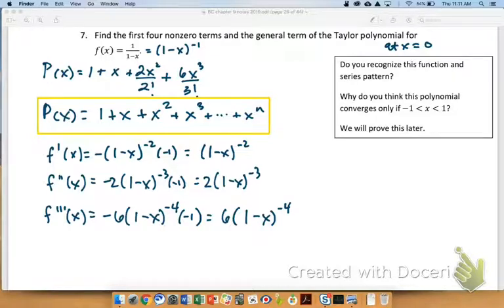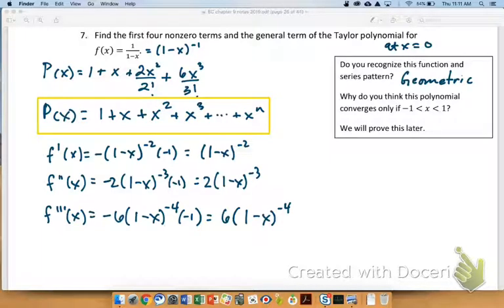Okay, so Jack kind of let the cat out of the bag. Let's talk about these questions in the box over here. Do you recognize this function in series pattern? And Jack, you said it was? Geometric. Okay, so let's talk about what makes a geometric series or a geometric function a geometric function. Geometric is essentially saying you take a numerical base to a variable exponent.